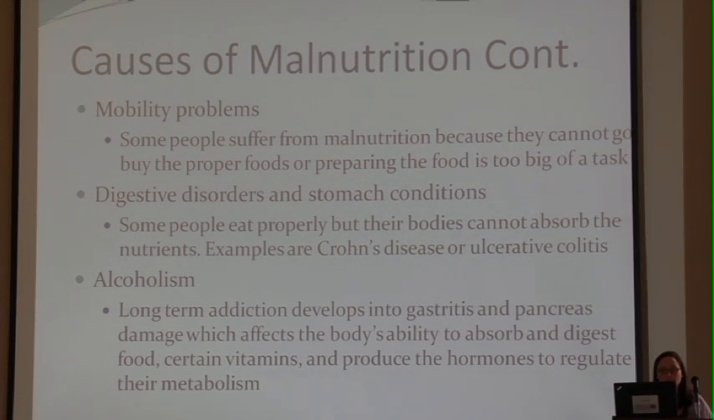Alcoholism. Long-term addiction develops into gastritis and pancreas damage, which affects the body's ability to absorb and digest the food and certain vitamins, and it also affects the body's ability to produce the hormones that regulate metabolism.